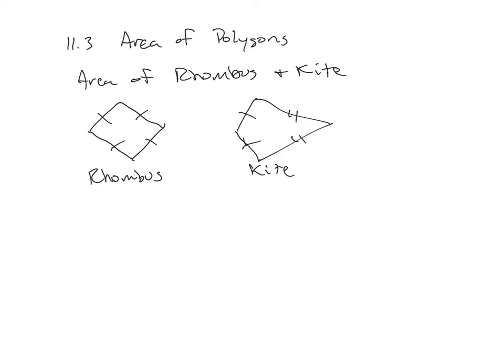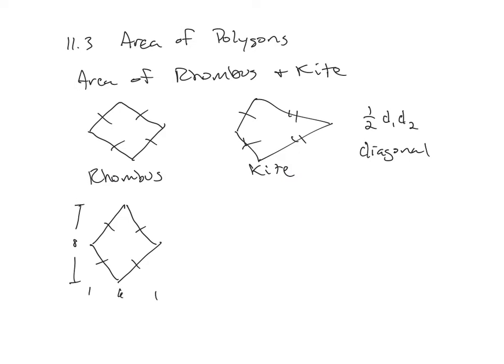Okay, so the area for both, it's pretty simple actually. 1/2 diagonal 1 times diagonal 2. So, not the greatest picture, that's okay. So sometimes they'll be written like this. So it's kind of saying from top to bottom is 8. And then from left to right is 6.